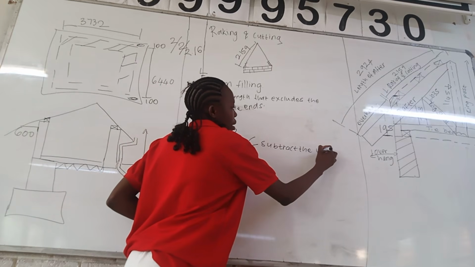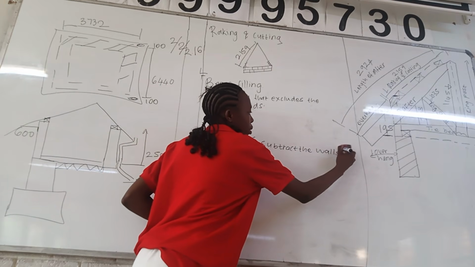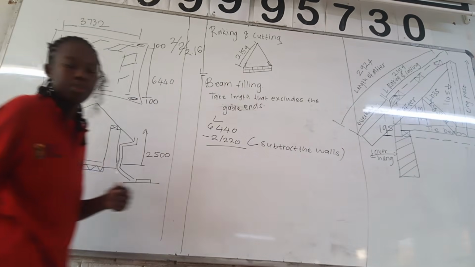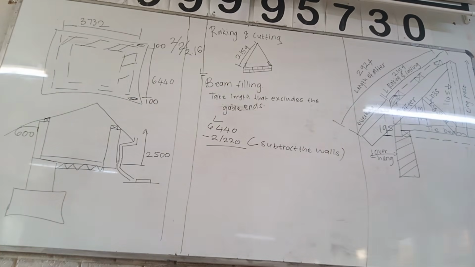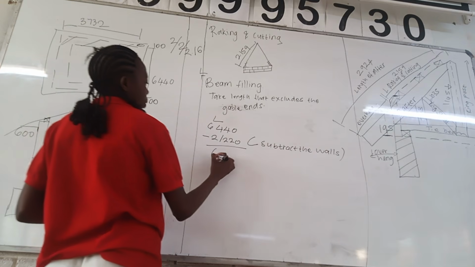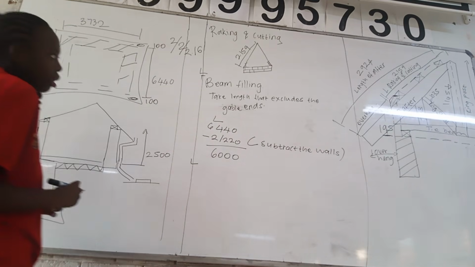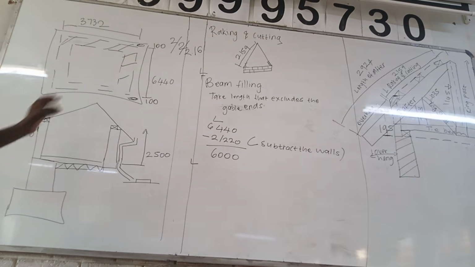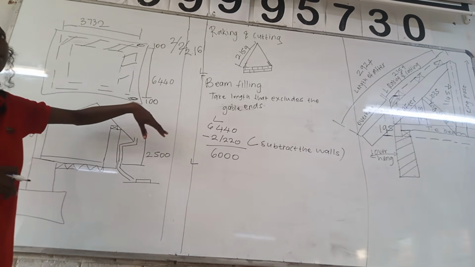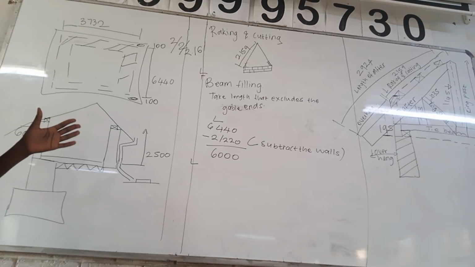Subtract the walls. What's the answer? From 6440 we get 6,000. So that is how we get the length of the beam filling. For the length of the beam filling, you take the length that excludes the gable ends, which is the length that includes the walls, and then you subtract the walls.